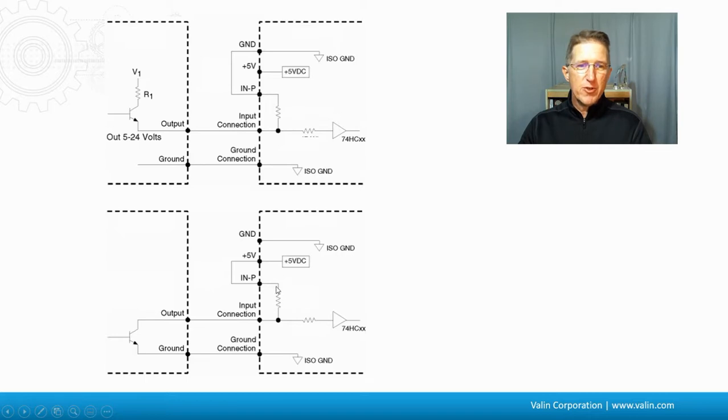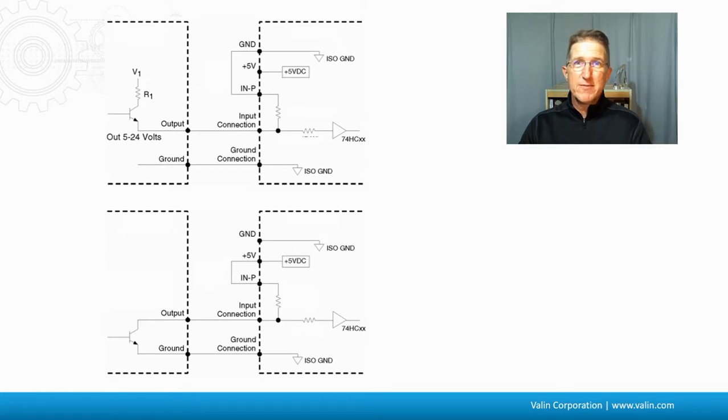This particular controller has an input pull-up, so it has 5 volts on board, so it pulls it up to 5 volts. But this could also be pulled up to an external 24 volts to make this a 24-volt input here for this output.